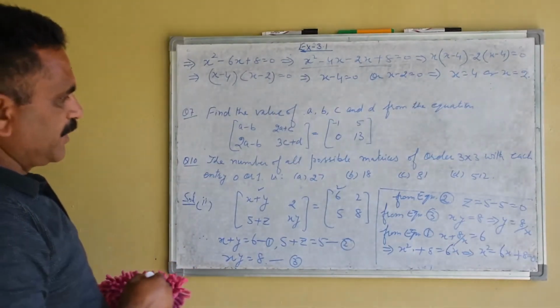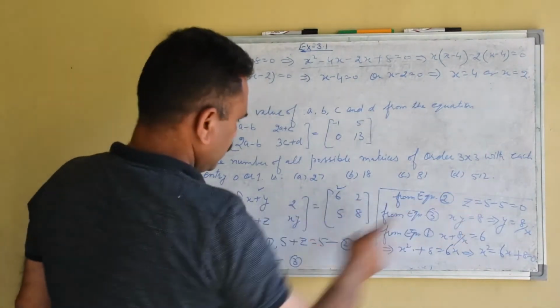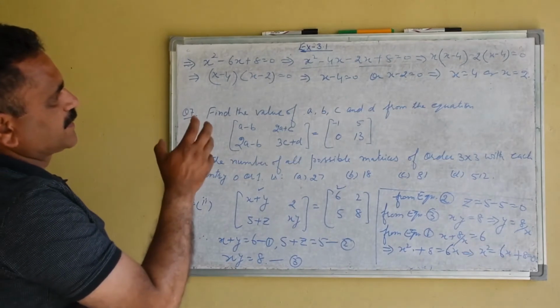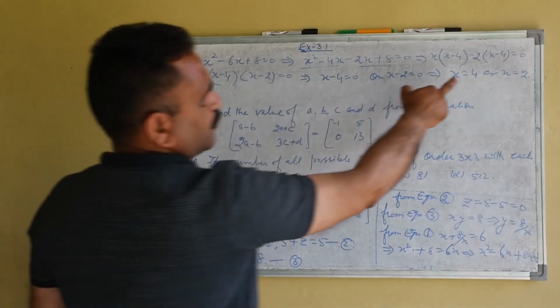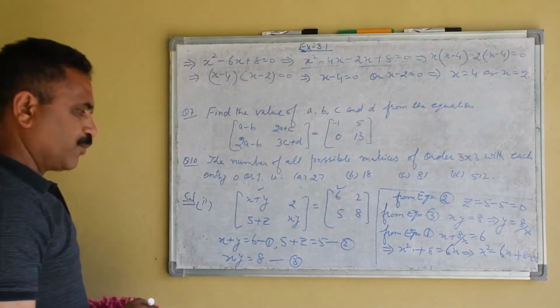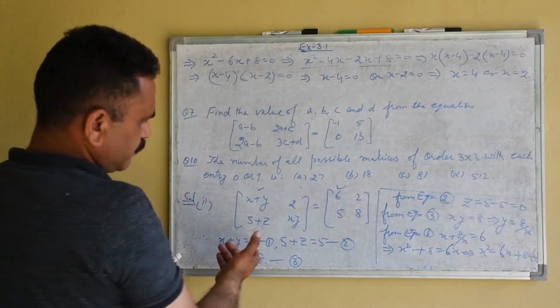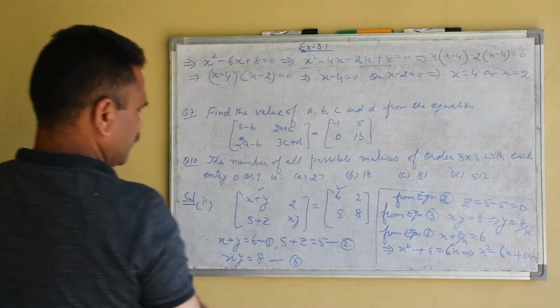Now we are having the value of z as 0, but for x we are having two values, that is 4 and 2. So for both values we are required to find the value of y. Let's go from equation 1.